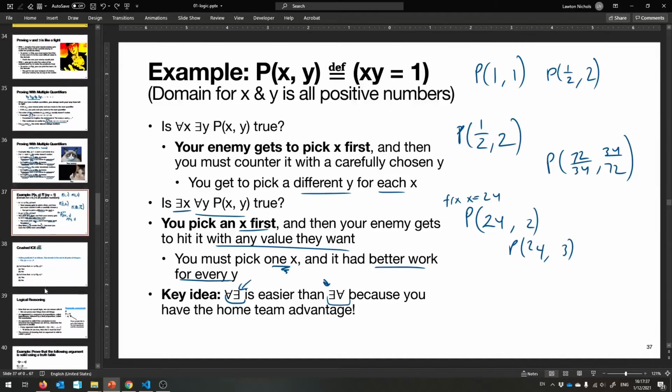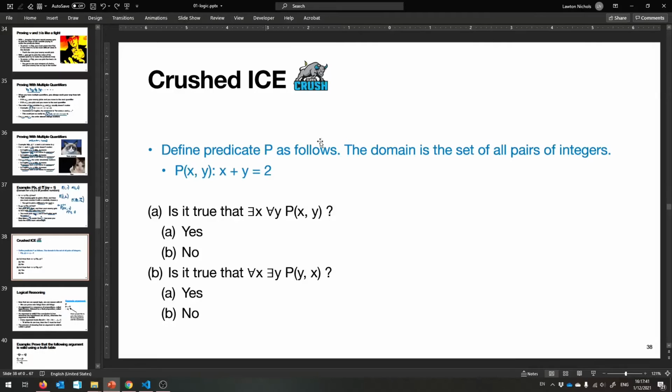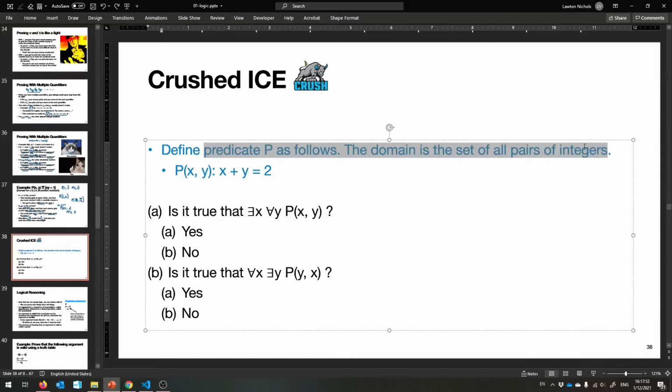You'll get a lot more examples in your book and in your homework. But let's keep going. Let's move on now to another nice example. This one's for you, so take a second to pause the video and figure out the answer to this. So here's a predicate P. The domain is all the pairs of integers, so x and y are both integers. And we define it as: P of x,y is saying that x plus y equals 2. It's asserting that x plus y is 2.